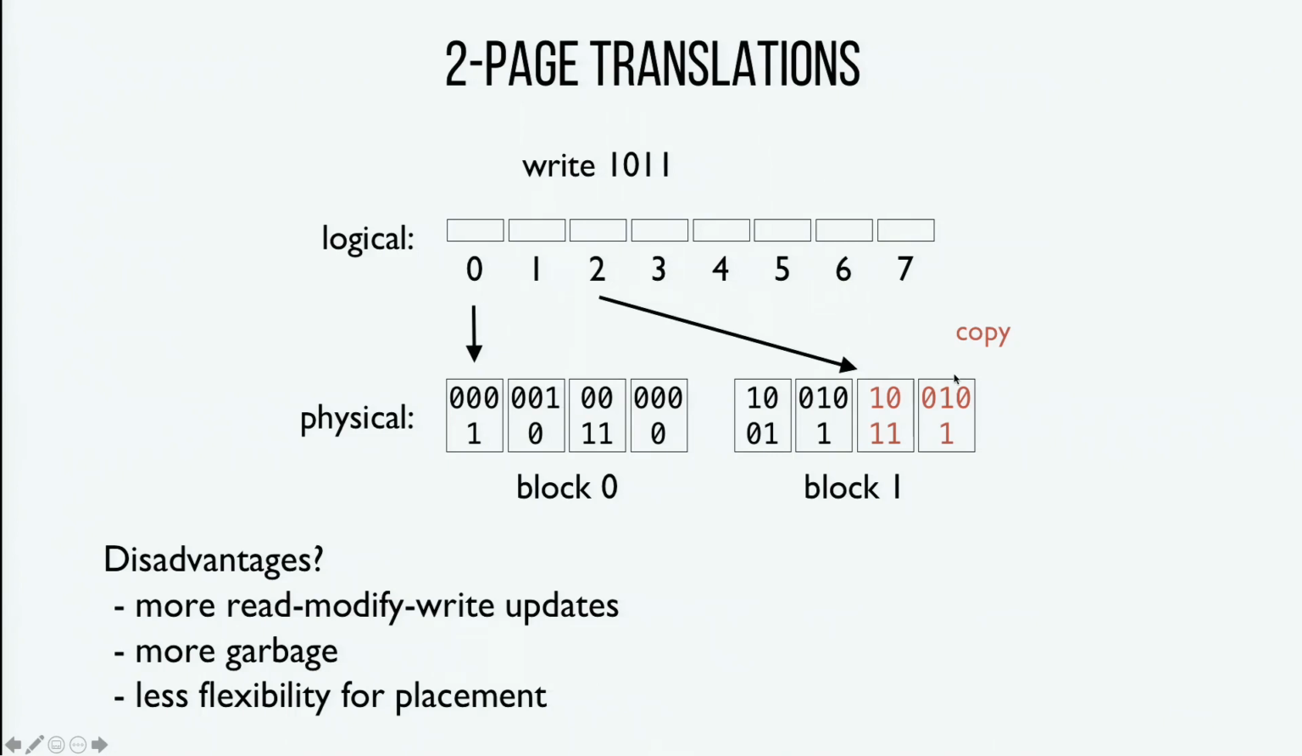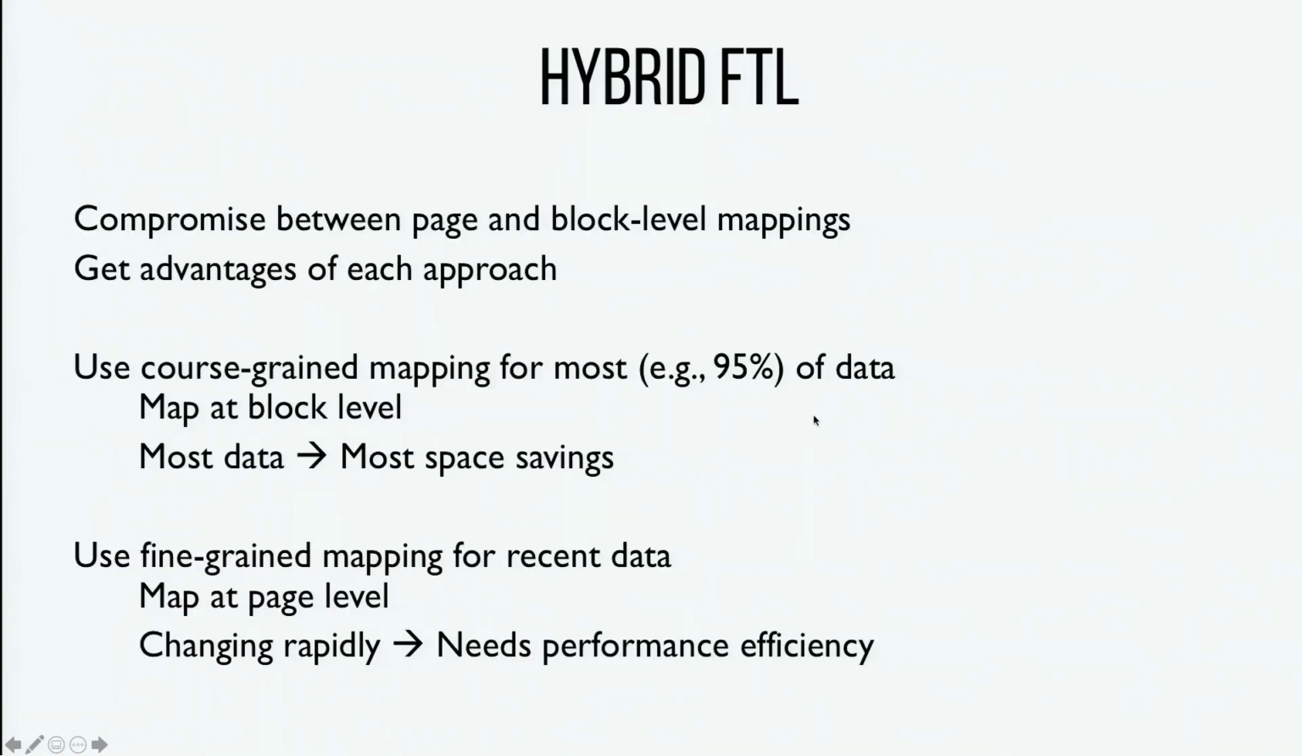So the trade-off here is that by having fewer mappings, we save a lot of space, but it's going to hurt our performance because we have to do all of these additional copies to move around the other pages that are part of that mapping, even when they're not being changed. So we have much less flexibility. We had to find 2 free pages, we had to write extra stuff, and we have extra garbage, right? Both of these pages are now garbage. Okay.